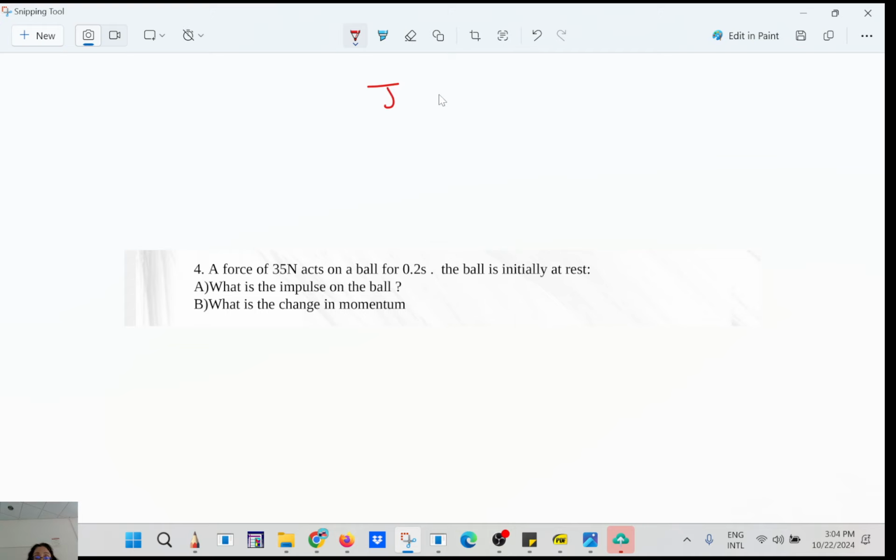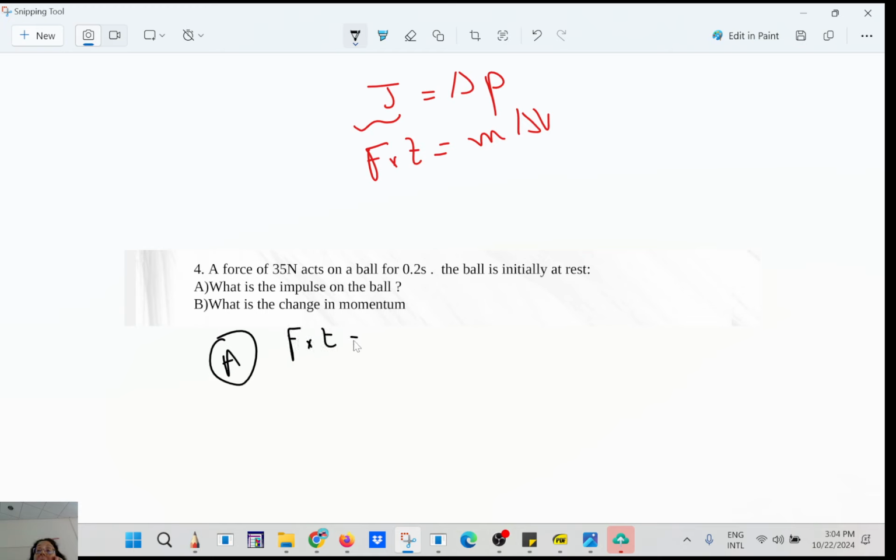So again, impulse equals change in momentum. What is the impulse? It is the force times time. What is the momentum? It is the mass times the velocity. So you can help each other, you can talk to each other as we go along. So force times time will be, yes, very good, 7 newton seconds. Is that clear for everyone?